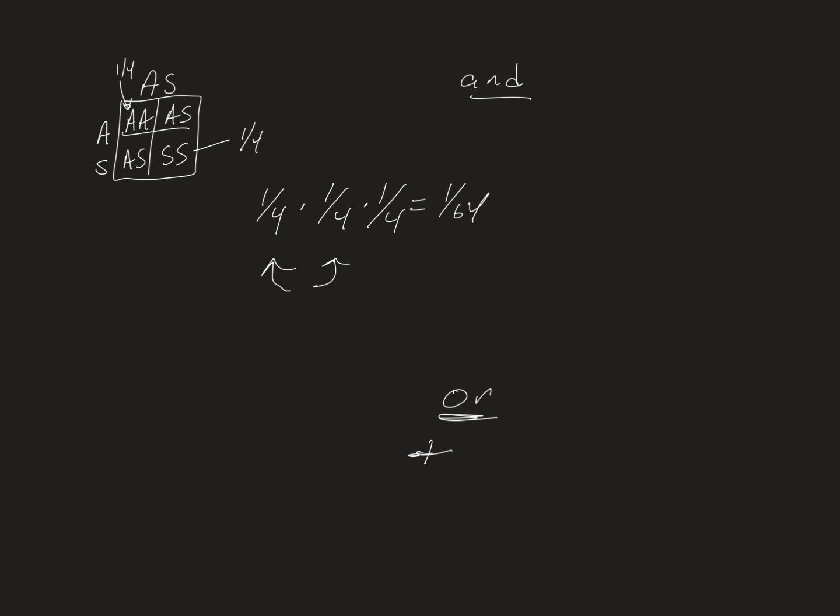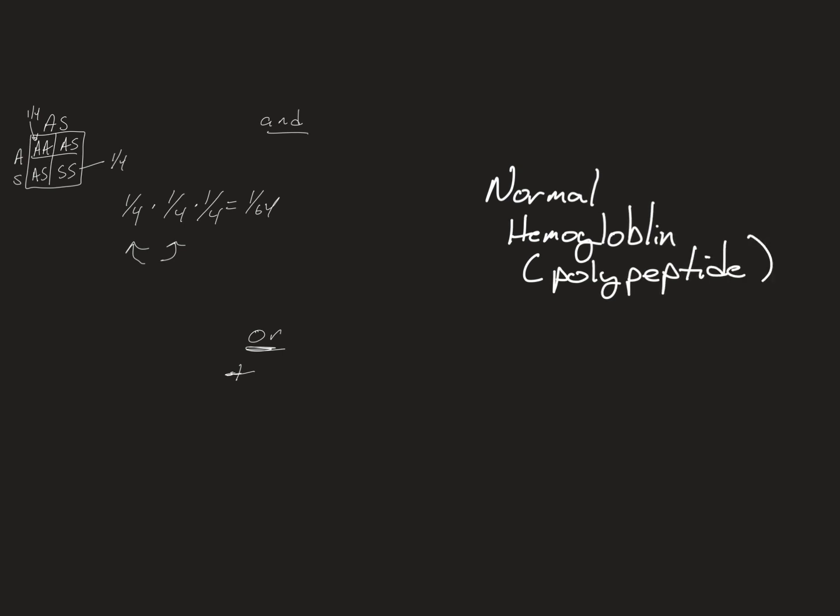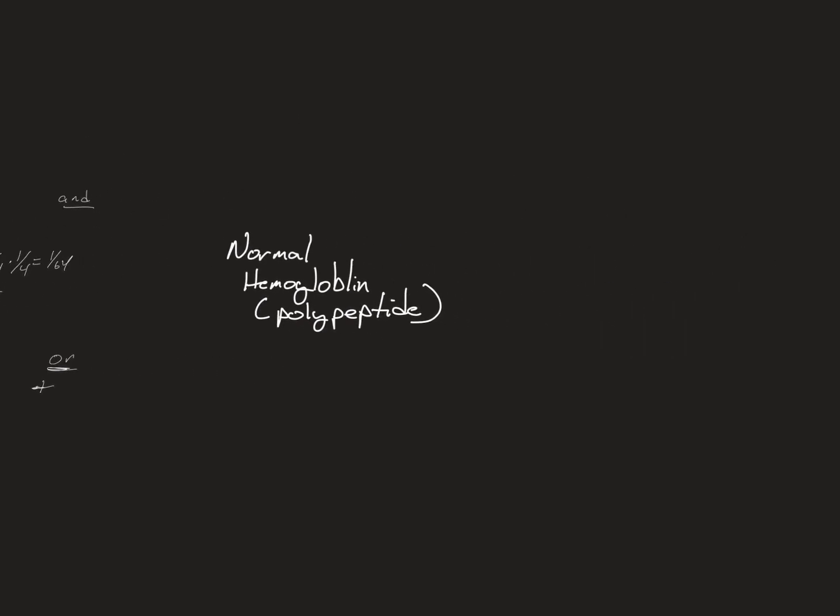So there's a really good phrasing here because it can be tough. It says, what are the chances of these parents having all three children who have both normal and mutant hemoglobin? So normal hemoglobin. Now we're talking about what? We're talking about the polypeptide. We're not talking about normal as in the human being. We're talking about the polypeptide.